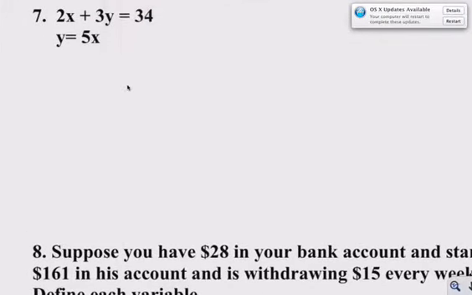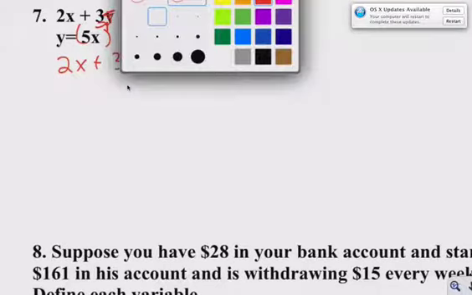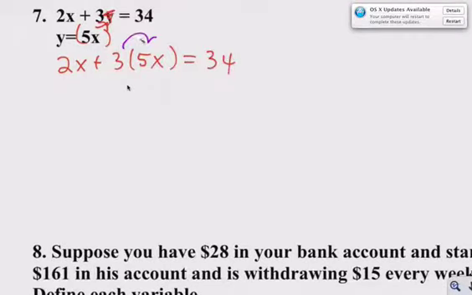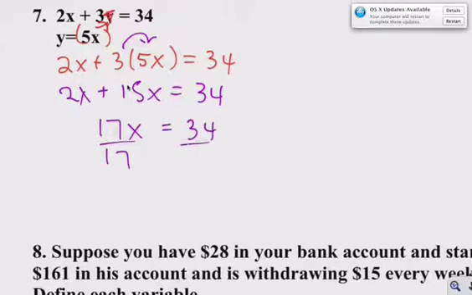Okay, you get rid of that. Substitute that into there. So 2x plus 3 times 5x equals 34. Distribute that. You get 15x. 2x equals 34. 17x equals 34. Divide by 17. X equals 1/2. Okay?